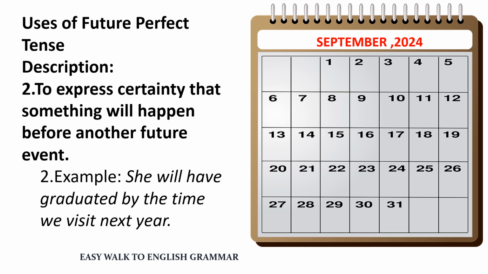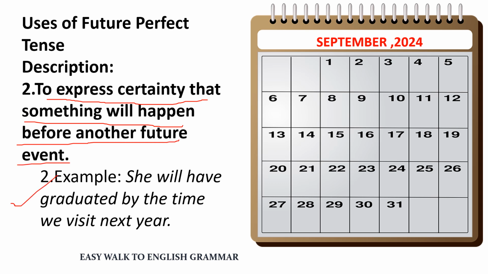This is the second example, and I hope you remember that we use the future perfect tense to indicate an action that will be completed before a specific future time. Along with that use, we can make use of the future perfect tense for one more purpose: to express certainty that something will happen before another future event. And with the help of this example, we are going to learn both the uses together.